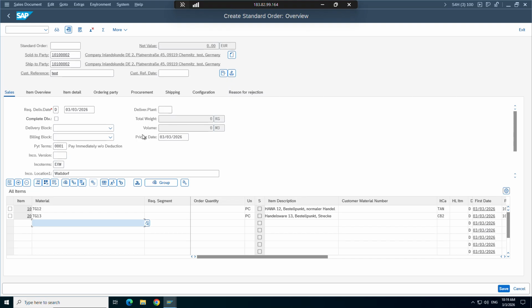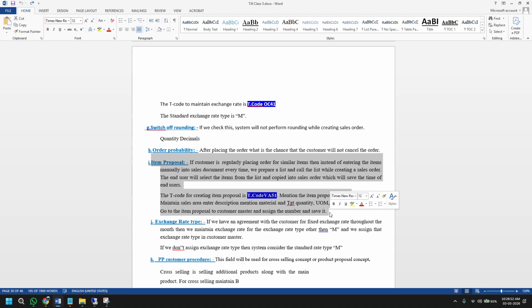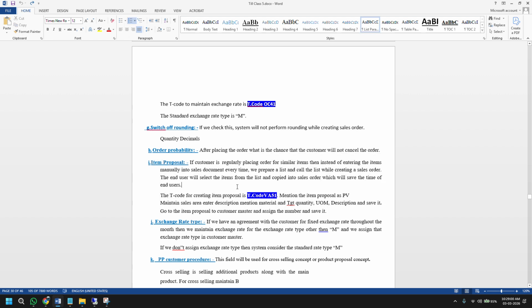Though it's in the customer master where we maintain this thing, this is also an interview question. What is item proposal? They need to tell in simple language. You can say it's a list of material and quantity that we can create and assign to the customer master. So whenever we are creating an order for any customer, we can copy that list into the sales order without entering all those materials one by one. Okay, this is the function of this one.